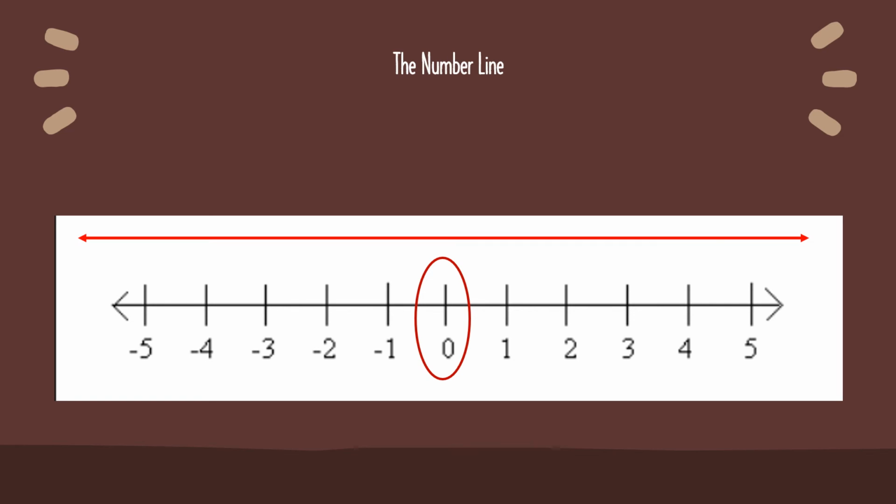We know that a line is a shape that goes on forever. It does not have any end points. A number line also will go on forever. It does not have an end point and can have as big a number on it as possible.